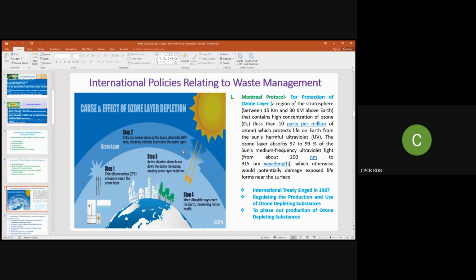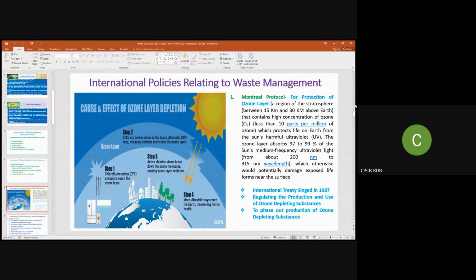Therefore, it filters all the ultraviolet rays coming from the sun, and only the sun rays which are not harmful to humankind or animals are sent to the earth so that we can lead our life happily. Generally, this ozone is available in the form of O3, somewhere between 15 kilometers to 30, or it may extend up to 40 kilometers. It helps protect life on earth from the sun's harmful ultraviolet. The ozone layer absorbs about 97 to 99% of the sun's medium frequency ultraviolet light, in the wavelength range of 200 to 350 nanometers.